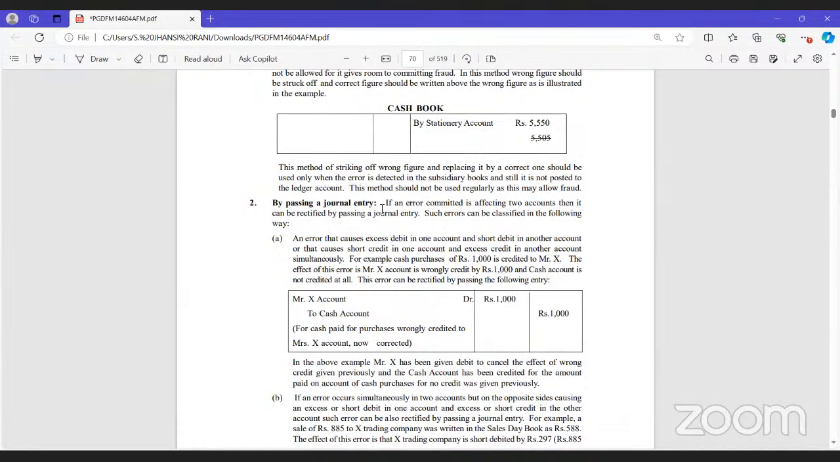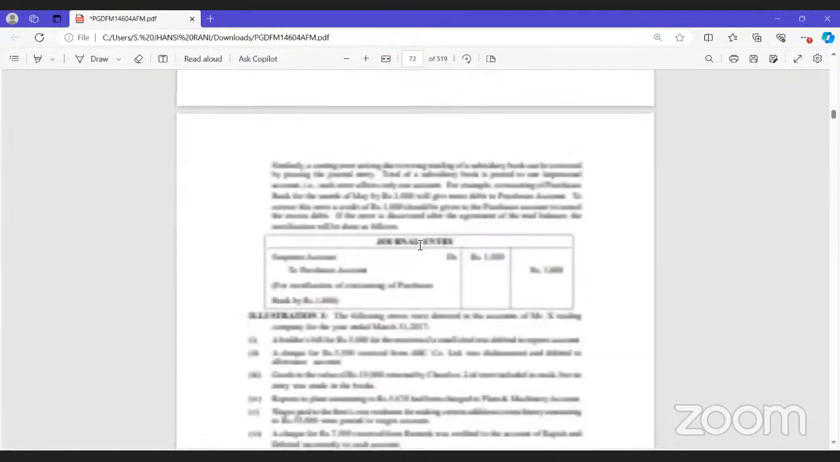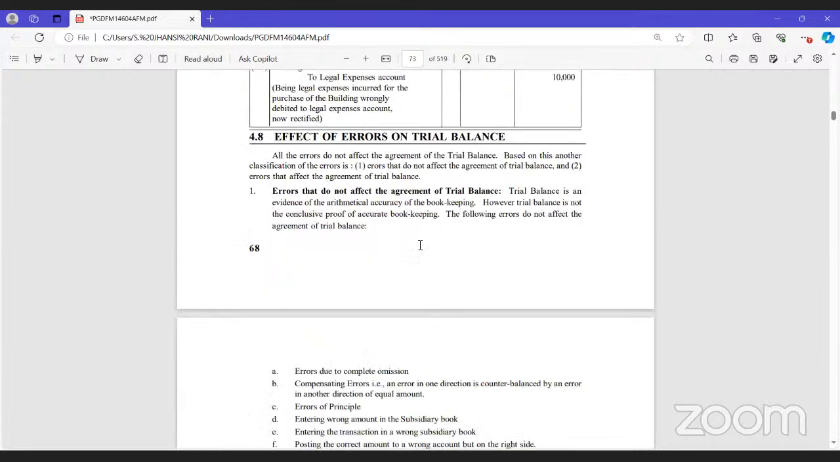Omission means we have not made any entry at all in our books. We forgot to pass any entry in our books. That is called error of omission. Principle means that while writing, we are not following the principle of accounts when writing the entry. That we call error of principle.